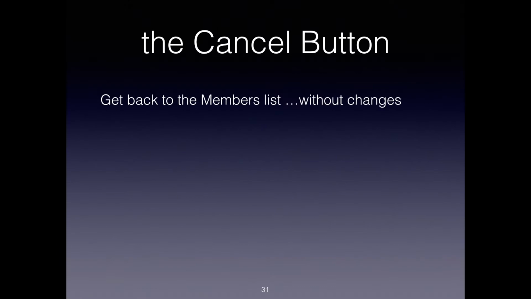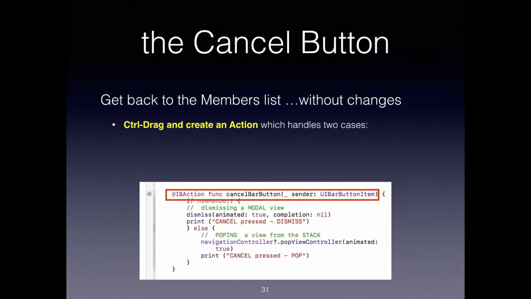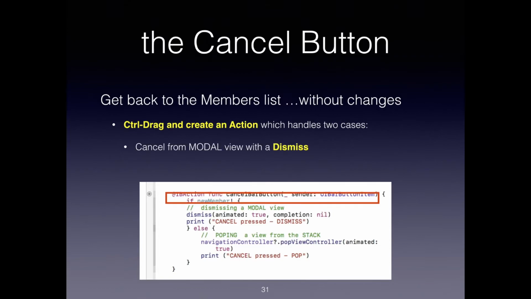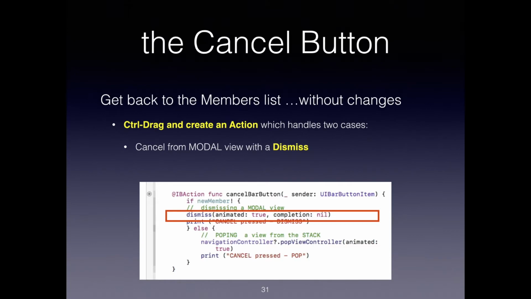And to put a cancel button, we'll need to create an IBAction function, and we'll call it cancelBarButton. The function handles the cancel for new members, which is a modal request with a dismiss, and you can see it right here. So if it's a new member, then we know that it's a modal, and we're going to dismiss it. It's simply the dismiss command, animated true, completion nil.